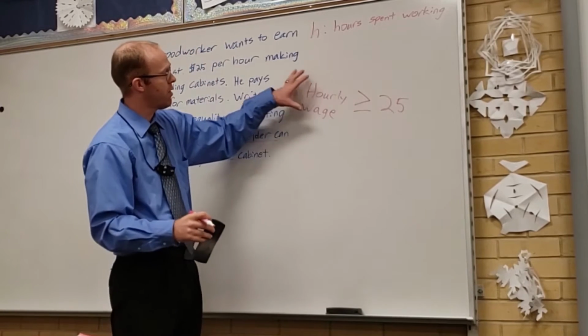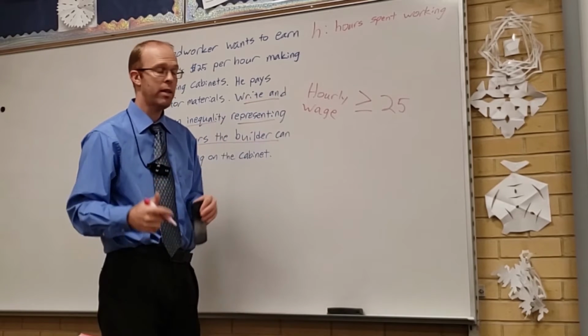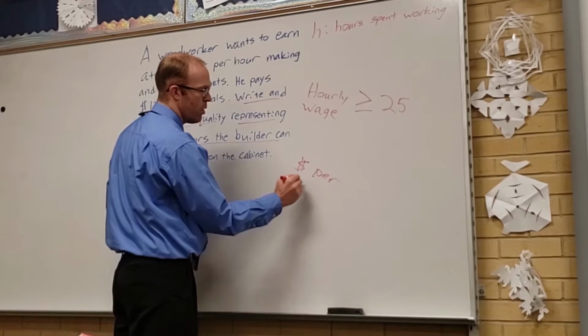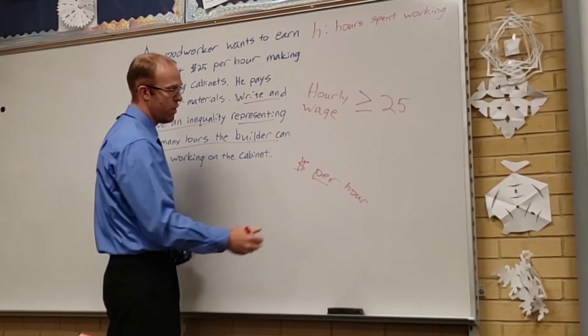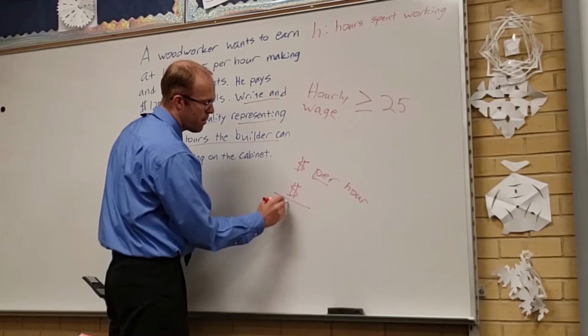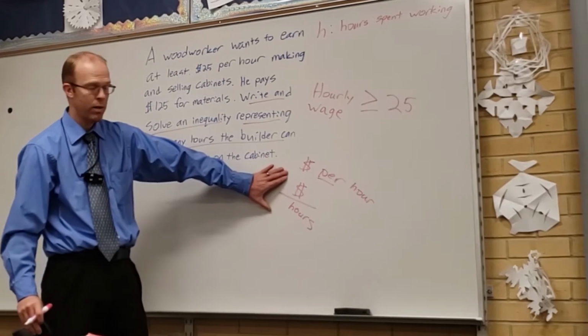Now our next task is to figure out how to calculate this hourly wage. When we're calculating a wage, that is in dollars per hour, and the word per means division. So if I can figure out how much money we make, and I divide that by the number of hours, we can figure out our hourly wage.